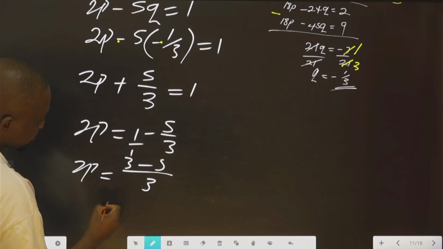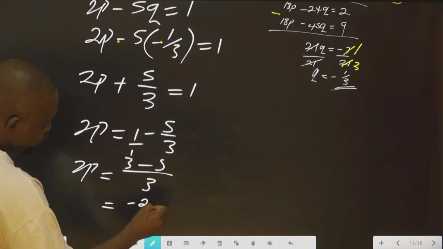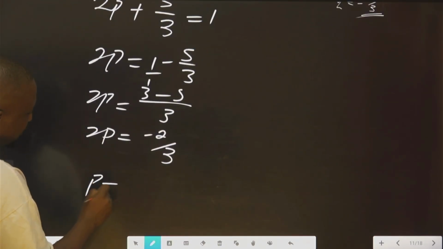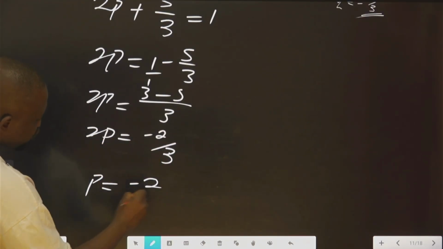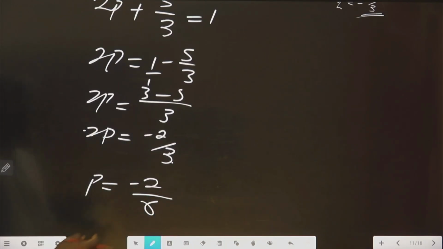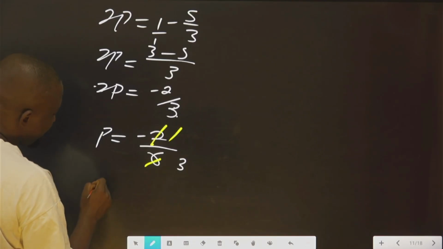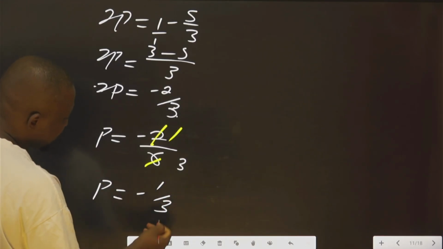This will give us minus 2 over 3. 2p is here. To get only p, we move this to multiply it. That's minus 2 over this time. This will give us 6. Then this here 1, this here is 3. It means therefore p is equals to minus 1 over 3.